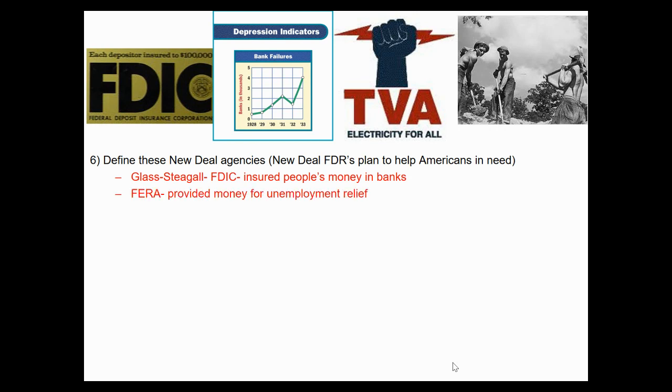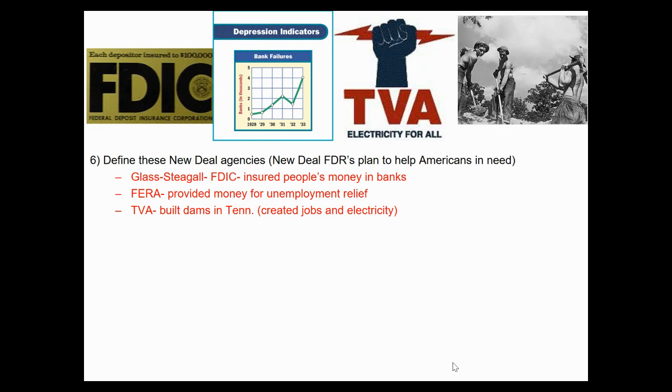FERA is going to provide money for unemployment relief. Yes, basically like welfare checks. TVA, the Tennessee Valley Authority, it's going to build dams in Tennessee. And what this is going to do, it's going to create jobs building the dam and also maybe possibly create a tourism industry with the lakes.